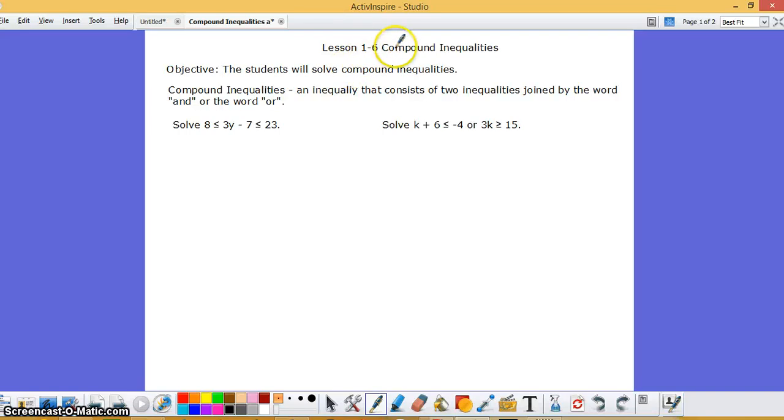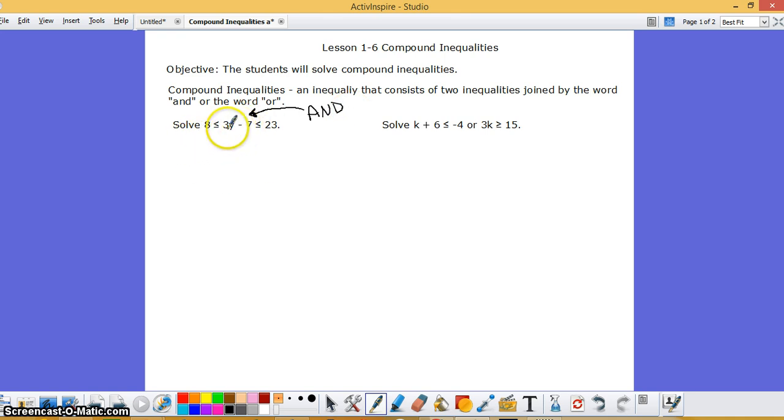Alright, in this lesson we're going to be talking about solving compound inequalities. So the students will solve compound inequalities. Compound inequalities are inequalities that consist of two inequalities joined by the word "and" or the word "or." I will tell you this right here, whenever you see it like that, it is an "and" inequality.